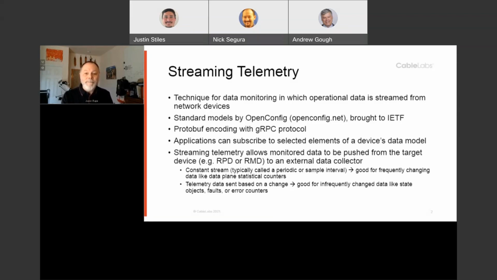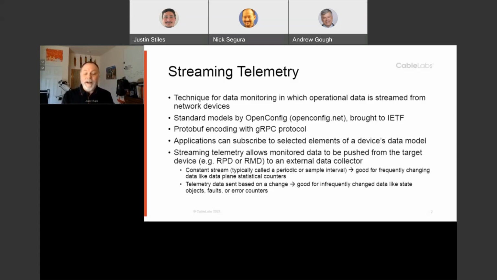And those standard models you can access by many different choices, as we'll talk about in a second on the next slide. A lot of these options are being provided by OpenConfig, and that's a part of IETF. And the mechanisms that the industry is starting to gravitate toward are protobuf encoding with the gRPC protocol. And what this is going to allow you to do with applications is subscribe to selected data elements off the network and get that device's data model through a subscription. And you're going to be able to do that in a couple of ways.